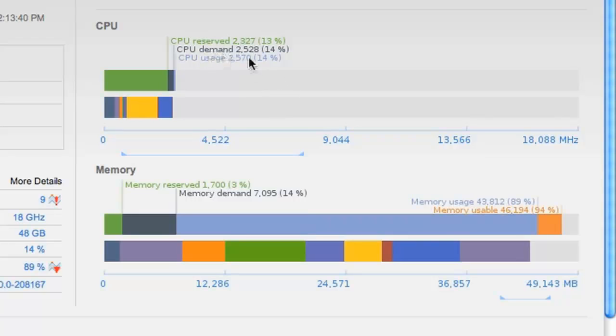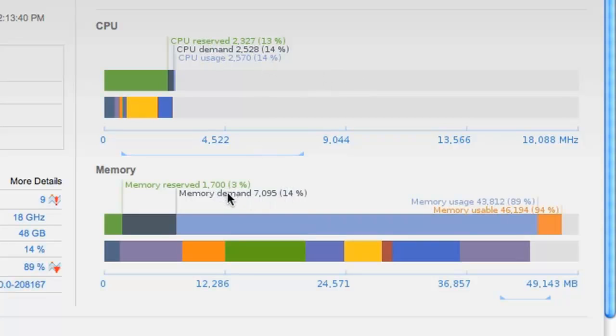But what would it mean if demand was greater than usage? Well, that would mean that this host wants more than it can actually get. That would probably represent a problem. More than likely, the aggregate amount of CPU demand on this host from the VMs running on it is greater than the amount of resources that are available for those VMs. So that would indicate a problem.